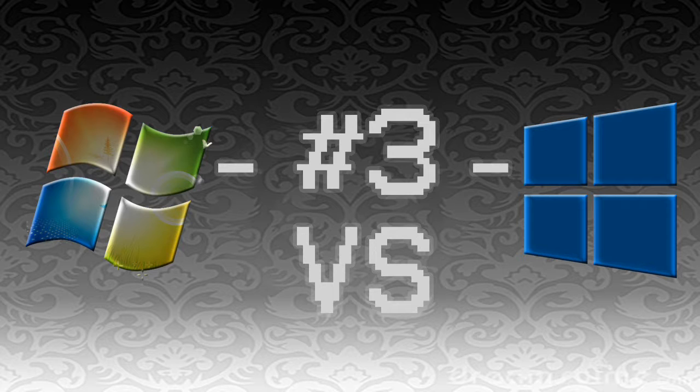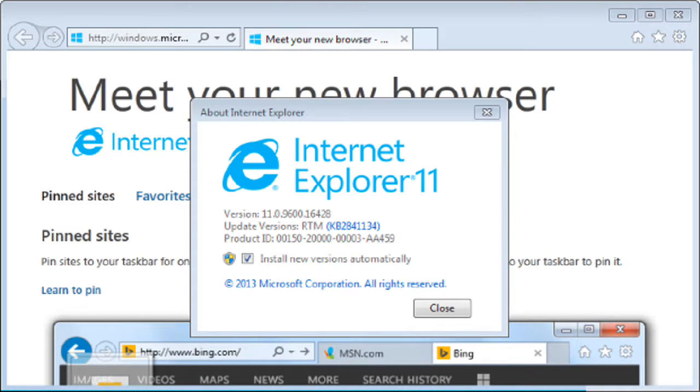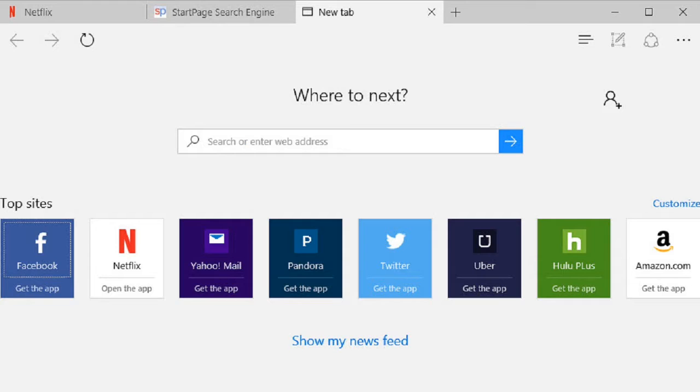Today we're going to be doing the big one, ladies and gentlemen. It's a web browser, specifically Microsoft Edge versus Internet Explorer.